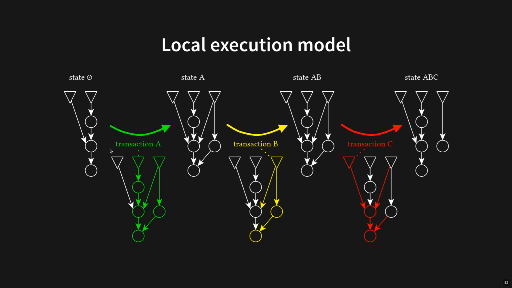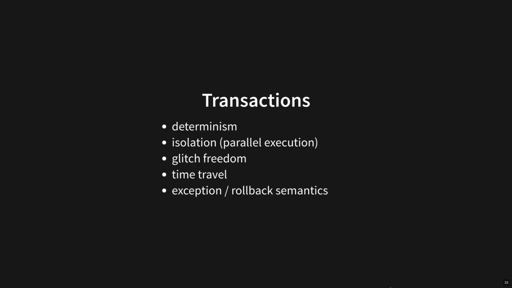And all of these operational behaviors of a transaction, in my dissertation, I have proven to be equivalent to just having this initial state, applying a function, generating a new state, applying another function, generating a new state. And the simplified model immediately gives us a lot of amazing properties, such as transactions are deterministic. They are isolated against each other when we execute them in parallel. They do provide glitch freedom. Transactions also can be used for a limited form of time travel, and they make integrations with exceptions easier because they define a rollback semantic over the system.